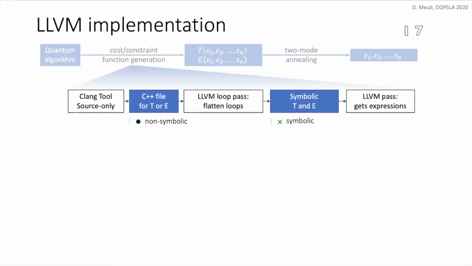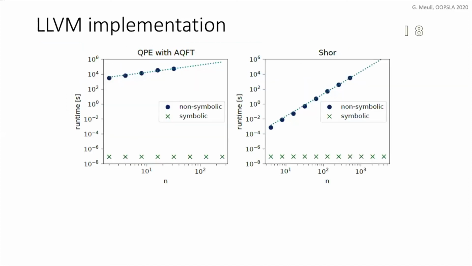In our experiment, we compare the runtime required to evaluate the cost and constraint functions with our symbolic resource estimation method against a non-symbolic approach. The non-symbolic approach corresponds to directly using in the optimization procedure the C++ files obtained after source-to-source transformation. We measure the runtime of performing one evaluation of the T and E functions using accuracy parameters guaranteeing an upper bound on the total approximation error equal to 5 times 10 to the power of -3. The plots present different input sizes for Shor's algorithm and for our QPE example, featuring approximate QFT.